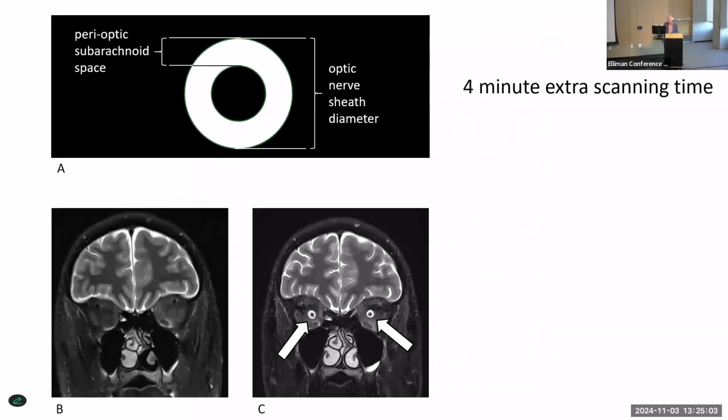So what we looked at is something that Dr. Beck has studied extensively in the past with ultrasound, and that's the amount of spinal fluid around the optic nerves, right? And we did a small addition to our MRI protocol, only takes 4 minutes of time. It's a heavily T2 weighted coronal MRI with fat suppression. And as you can see on those two lower panels, the ones with the arrows, there's a nice ring of spinal fluid around the optic nerves.